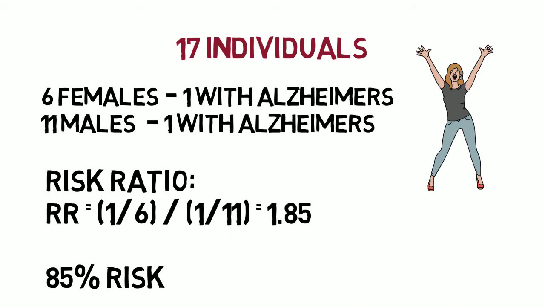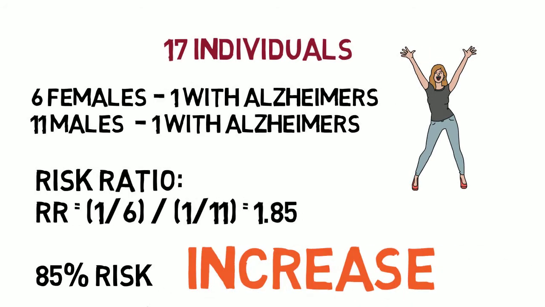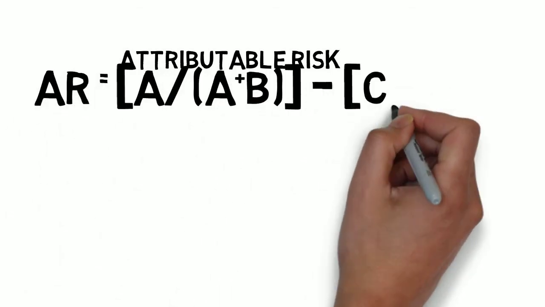Relative risk equals 1 divided by 6 over 1 divided by 11, which equals 1.85. So the female sex has an 85% higher risk of developing Alzheimer's than the male sex. We will now move forward to calculating attributable risk.